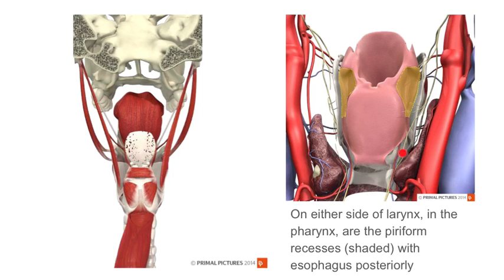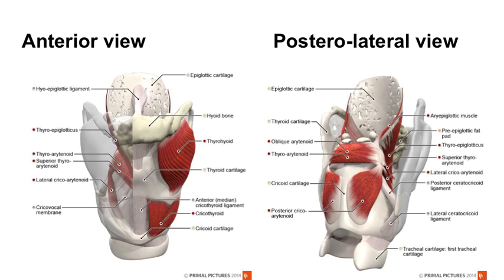This is the posterior lateral view of the larynx. This is the posterior aspect of the epiglottis, where you put in your endotracheal tube. On either side of the larynx are two tear-shaped recesses known as the piriform recesses. And this is the common carotid artery, which branches off into the external carotid artery and the internal carotid artery. You can see here this is the carotid sinus.